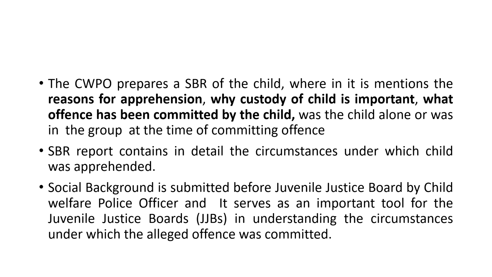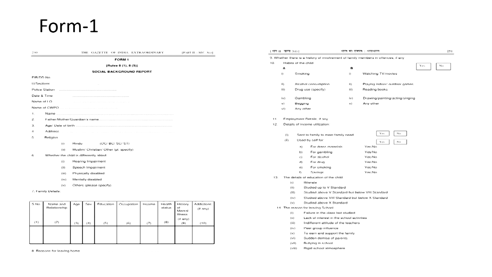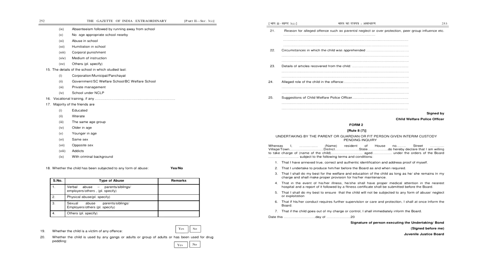Social background report is submitted before the Juvenile Justice Board by the child welfare police officer, and it serves as an important tool for the Juvenile Justice Board in understanding the circumstances under which the alleged offence was committed. Now, this is how an SBR form looks. Here we can see the two columns, column A and column B. Here provision is made for the good habits or the bad habits of the child, according to which the JJB can ascertain whether the child is under the influence of bad company or not, and it is signed by the child welfare police officer. So, I will explain the importance of a social background report with an example.